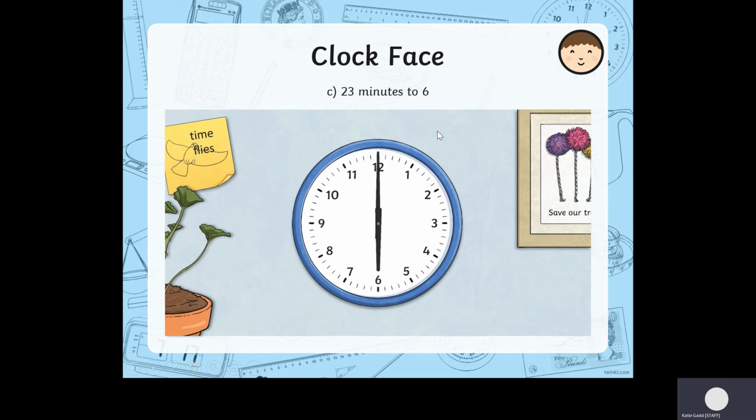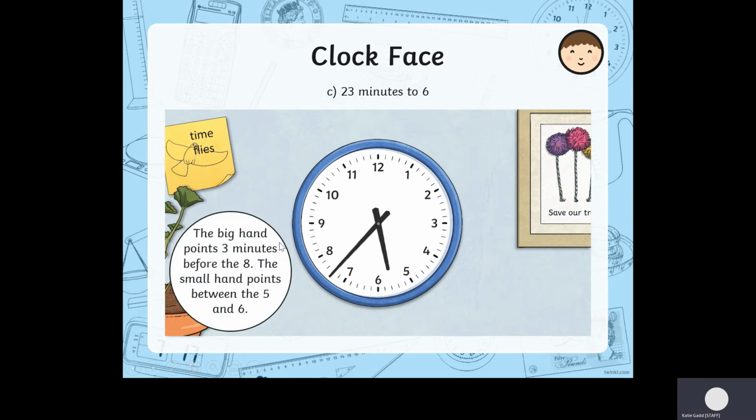Okay, 23 minutes to 6. Pause the video. Where do you think the minute hand and the hour hand should be? Let's look together. So the big hand points 3 minutes before the 8. That's because we know 20 is made up of 4 lots of 5. 5, 10, 15, 20. It needs to be 23 minutes too. So we need to move the clock hand 3 more minutes. 1, 2, 3. So this shows 23 minutes to 6. The small hand points between the 5 and the 6 because it's past 5, getting towards 6 o'clock.